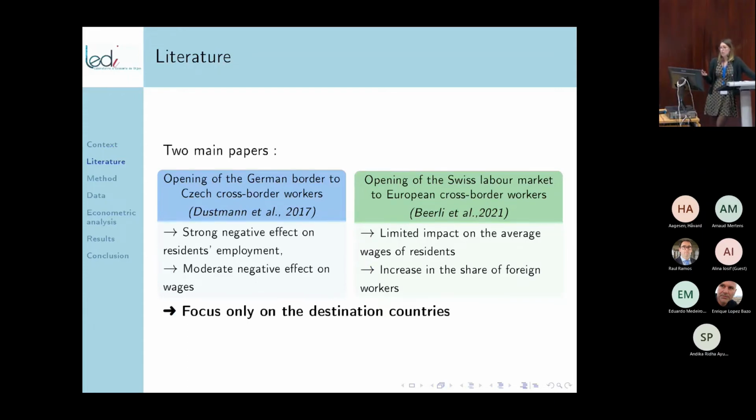Although this paper studied a change in cross-border commuting policy, it focused only on the destination country. To our knowledge, no paper has studied a change in cross-border commuting policy in the origin country, while cross-border labor mobility can create an imbalance in the migrant country of origin because there is an increase in competition between countries to retain the labor force due to important wage difference.